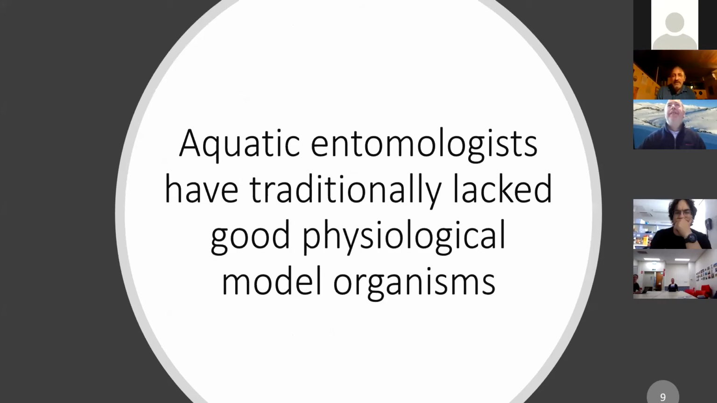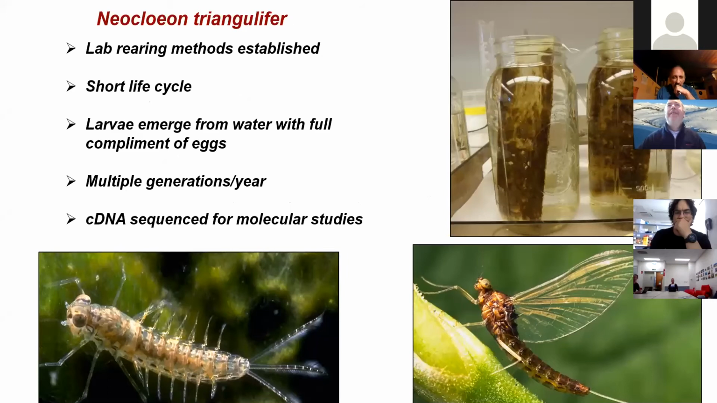Aquatic entomologists have traditionally, as Ben said, done all of their work in the field, and there haven't really been very many good physiological model organisms for us to work with. I've worked really hard with the folks from the Stroud Water Research Center to try to develop this animal called Neocloeon triangulifer into something of a lab model. And it has certain characteristics that make it amenable for lab culture.